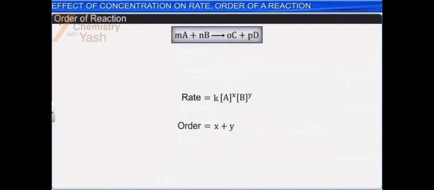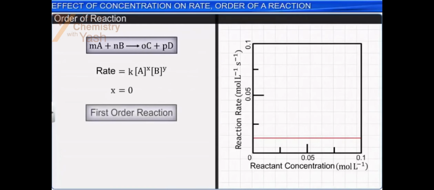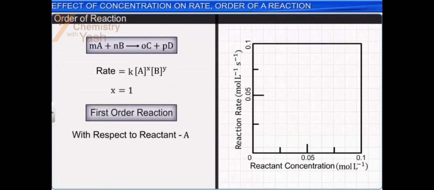Thus, the order of the reaction gives the mathematical relation between the reaction rate and the reactant concentration. If X is equal to 0, then it is a zero-order reaction with respect to reactant A. Similarly, if X is equal to 1, then it is a first-order reaction with respect to reactant A, and so on.